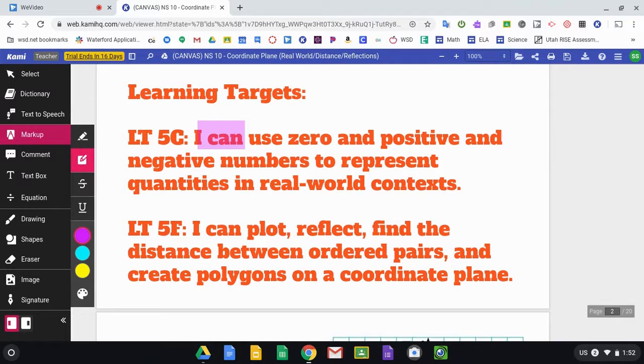All right, let's read our next objective or our learning target right here. Ready? Go. I can plot, reflect, find the distance between ordered pairs, and create polygons on a coordinate plane. Kind of like what we did yesterday with plotting pairs and doing a polygon on there and finding the ordered pairs or finding the distance. We're going to talk a lot about distance today.